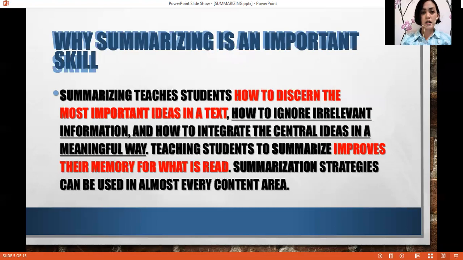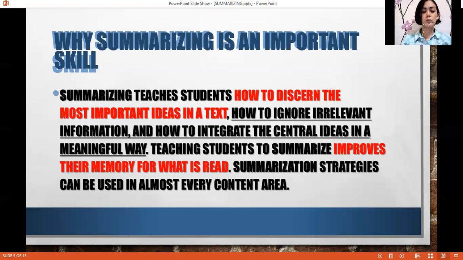So it's asking here why summarizing is an important skill. Why do you think so? Of course, in your work, you are not going to include everything that you have read from a book or from an academic text. You're going to get the summary of it, and then you're going to include it in your research work, let's say.